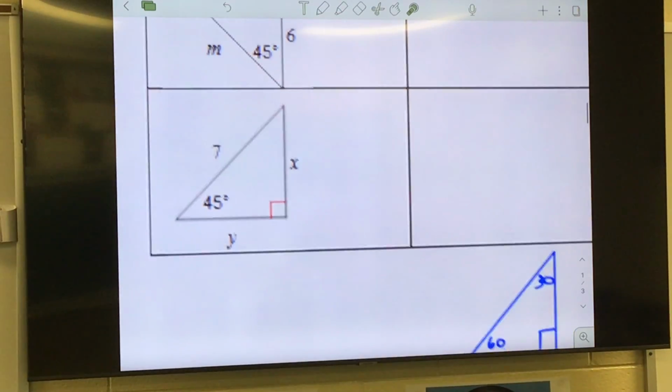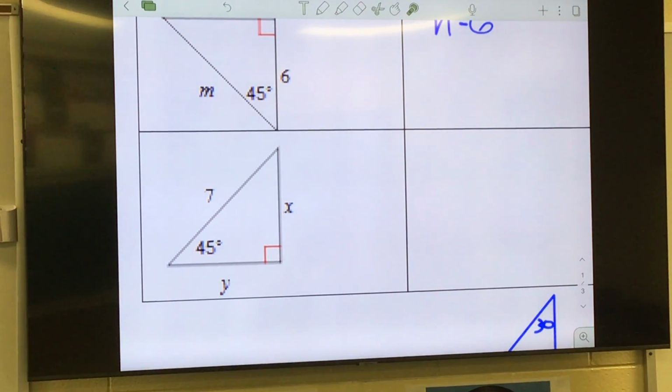So the last one here, notice that now it's a little bit different. They give us the hypotenuse, right? The hypotenuse is 7.